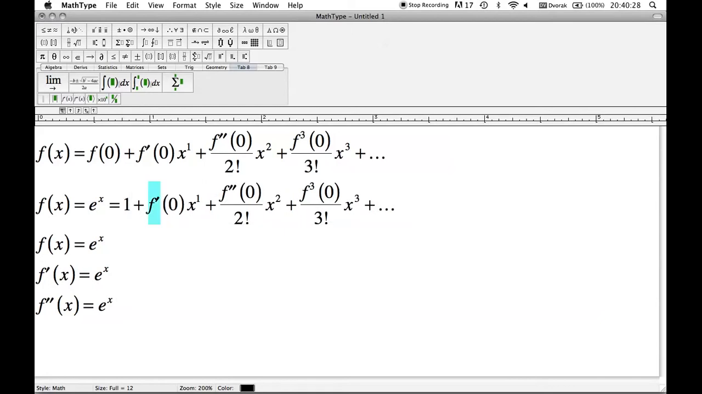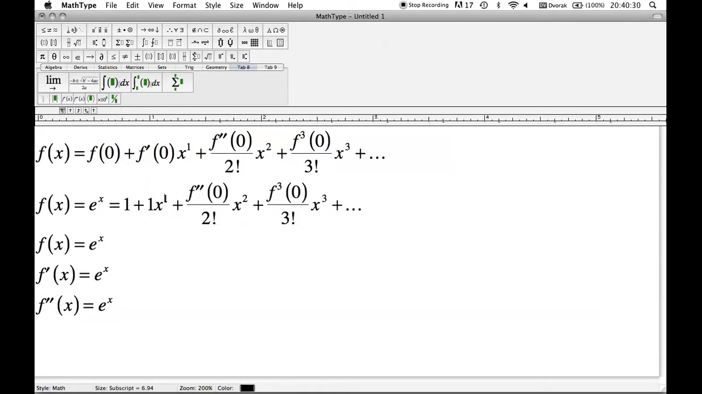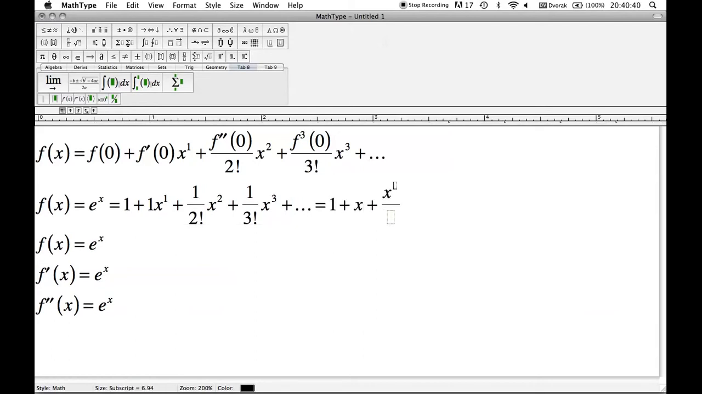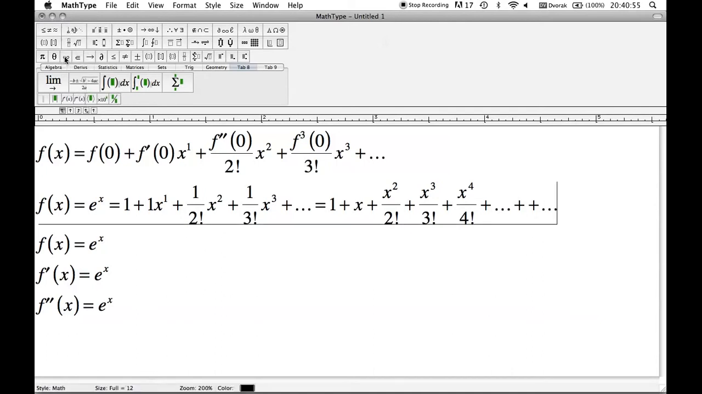So it'll be 1 plus 1x to the 1 plus 1 over 2 factorial plus 1 over 3 factorial. And we get that e to the x is equal to 1 plus x plus x squared over 2 factorial plus x cubed over 3 factorial plus x to the 4th over 4 factorial. And then you could just follow this pattern. If we wanted to write it term by term, we would get that it's equal to x to the n over n factorial.